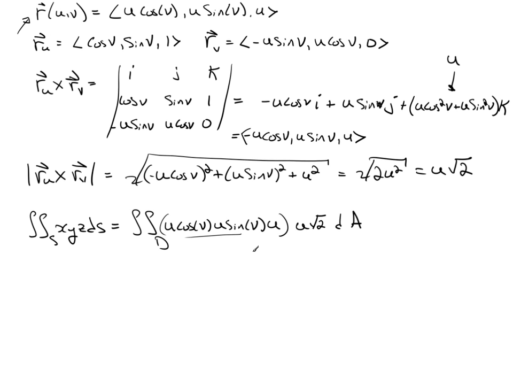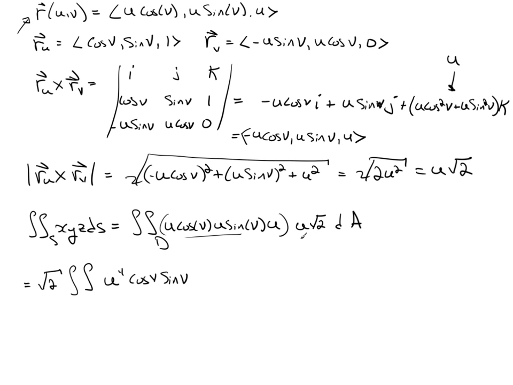Well, this is going to be equal to the double integral, and I'm going to come back and do my bounds in just a second. I'm just going to work on this for a second. I have u to the fourth, and root 2, I'm just going to yank that root 2 out here someplace. And then I'm going to have cosine of v, sine of v. And I'm going to integrate this. I need to put in those bounds now.